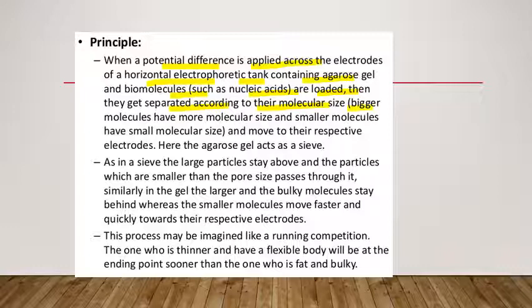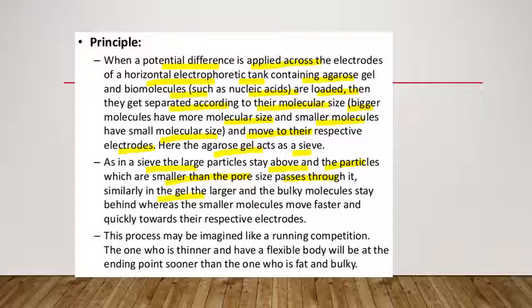The bigger molecules have the larger molecular size and the smaller molecules have the small molecular size, which move to their respective electrodes, the opposite end of the electrodes. So as we use the gel in gel electrophoresis, it acts as a sieve. The sieve restricts the particles: the larger particles stay above, and the particles which are smaller than the pore size easily pass through it.